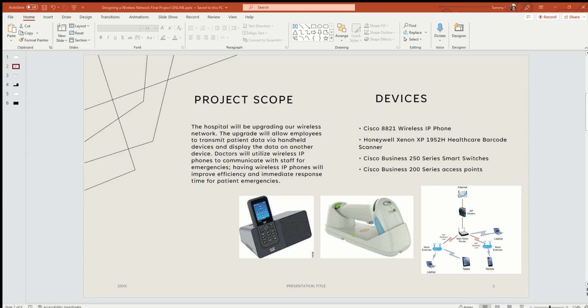When speaking to the hospital's coordinator, they were adamant that the main requirements for the new devices were to include patient name, age, medication, diet, any past or future surgeries, and the name of the patient's primary doctor. So with the devices, what we decided to go with was the Cisco 802.11 wireless IP phone. We decided on this phone because it had multiple benefits.